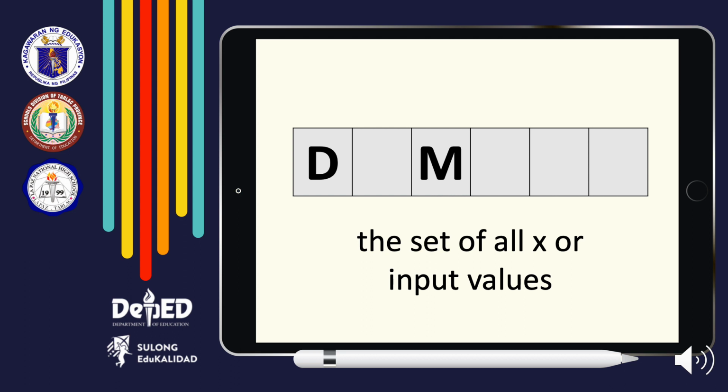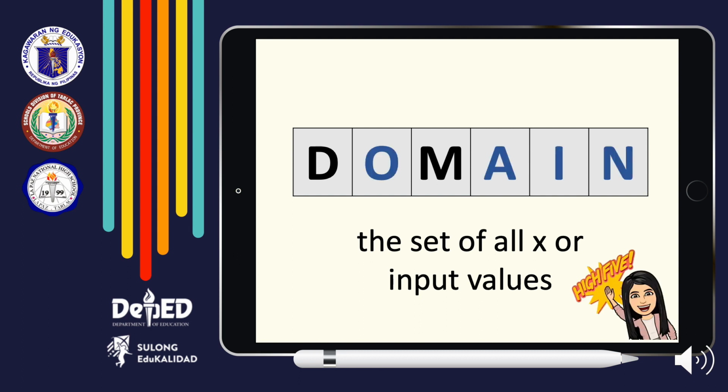Now, can you recall this one? We have your clues again. D and M. The set of all X or input values. This is domain. Correct. D-O-M-A-I-N. Domain.